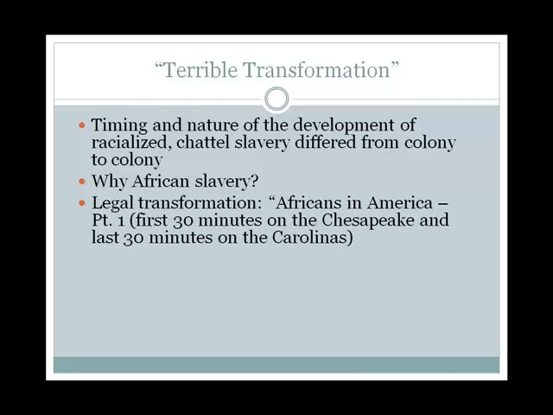The legal transformation, the legal development of slavery, is shown very clearly in Part 1 of Africans in America, which you're looking at for this module. The first 30 minutes deals with what happens in the Chesapeake, in Maryland and Virginia. The last 30 minutes deals with what is happening in the Carolinas, and you'll see some differences in the way in which these colonies develop, and the way in which slavery develops in the Chesapeake region and in the Carolinas and Georgia. Georgia is, of course, the last of the colonies to be established, in 1730.